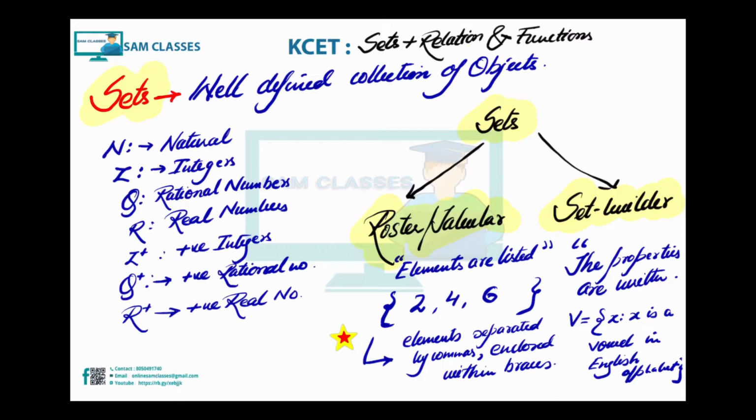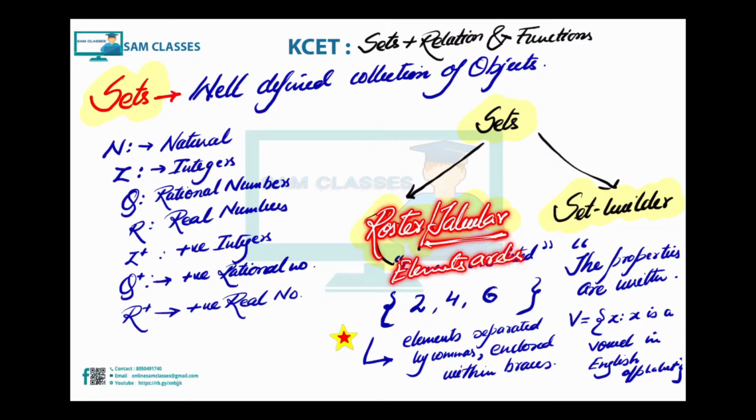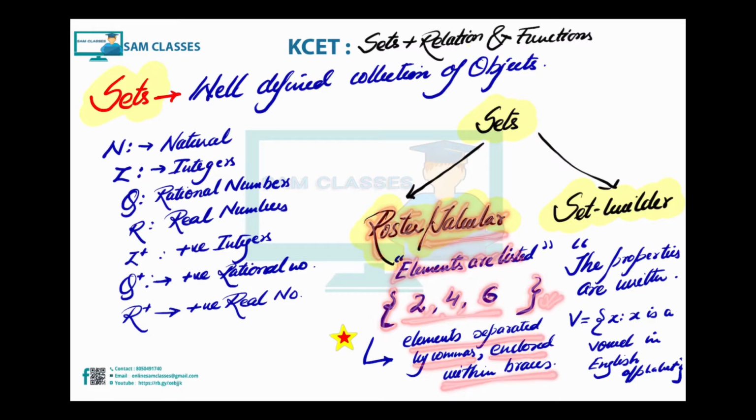Now sets are expressed in 2 forms. What are those 2 forms, students? The first is the roster or tabular form. In roster or tabular form, what we do is write down the elements, separated by commas, like 2, 4 and 6. These 3 elements belong to a set, separated by commas and enclosed within braces.